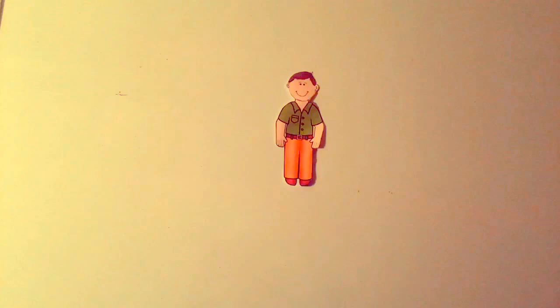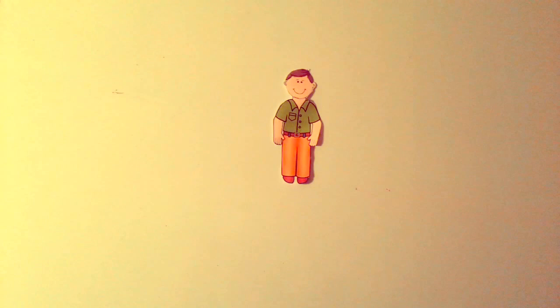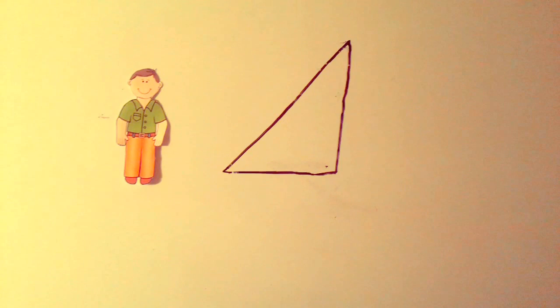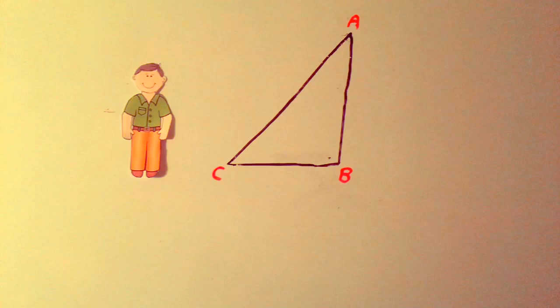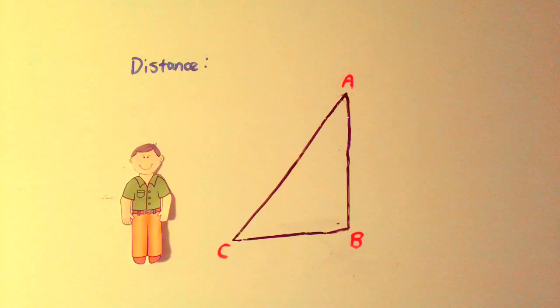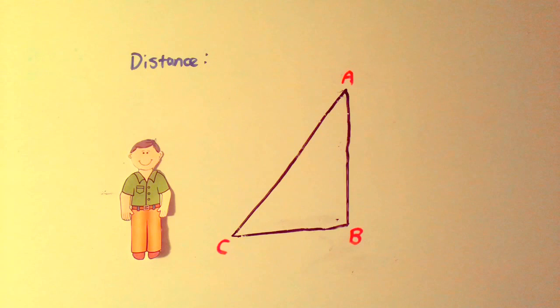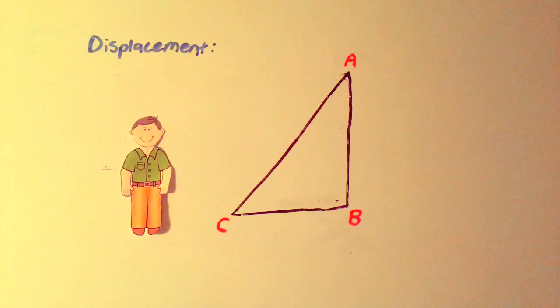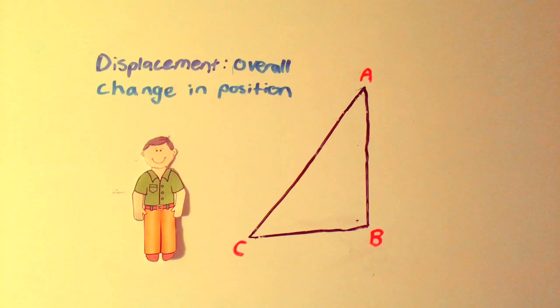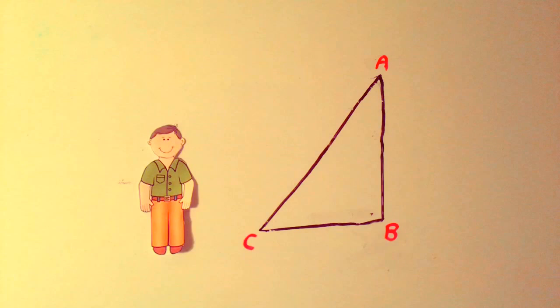But to understand basic kinematic concepts, let's take a look at the motion of a person first. A study of the motion of a person will involve the introduction of quantities that include distance, displacement, speed, velocity, and acceleration. Distance is a measurement that tells you how much ground an object has covered during its motion. Displacement refers to how far out of place an object is or its overall change in position.